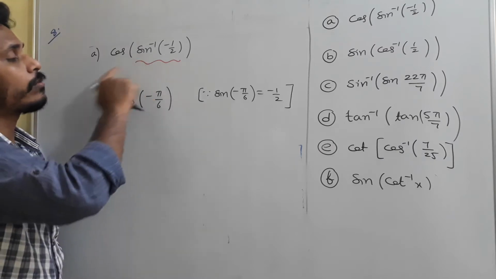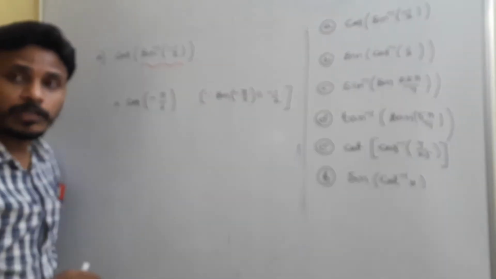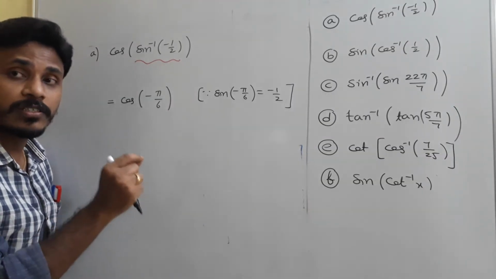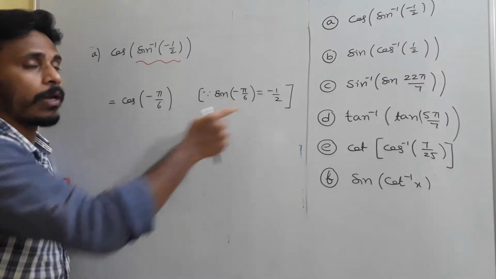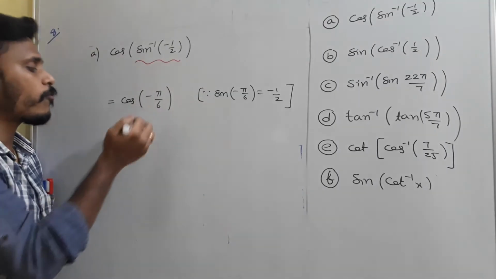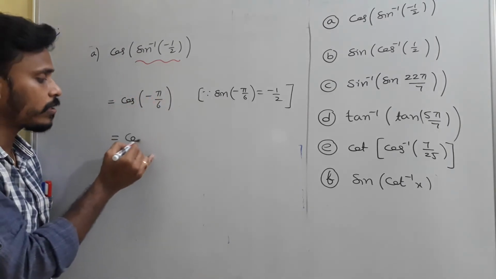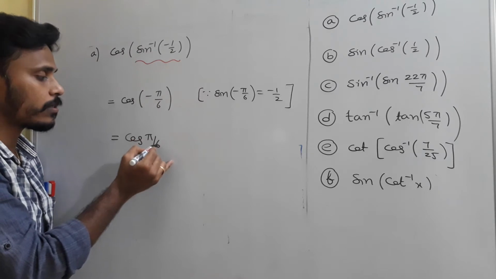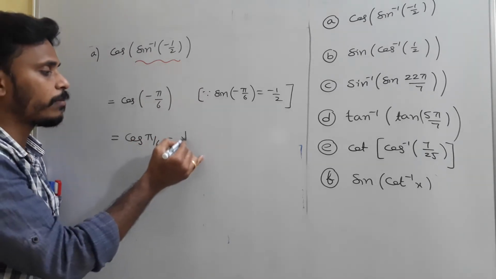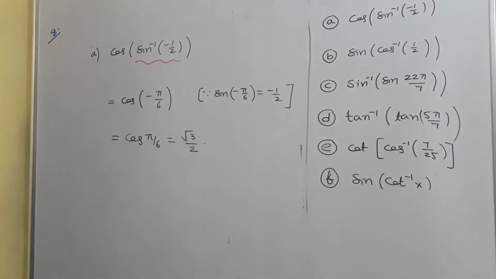We need the angle which is in the range. See, in the range of sine inverse, minus pi by 2 to pi by 2, so we need to consider such an angle. So sine of minus pi by 6 is minus 1 by 2, this is minus pi by 6. And now cos of minus theta is cos theta always, so this is cos pi by 6. And what is cos pi by 6? Cos of 30 degrees is simply root 3 by 2. That's the answer.